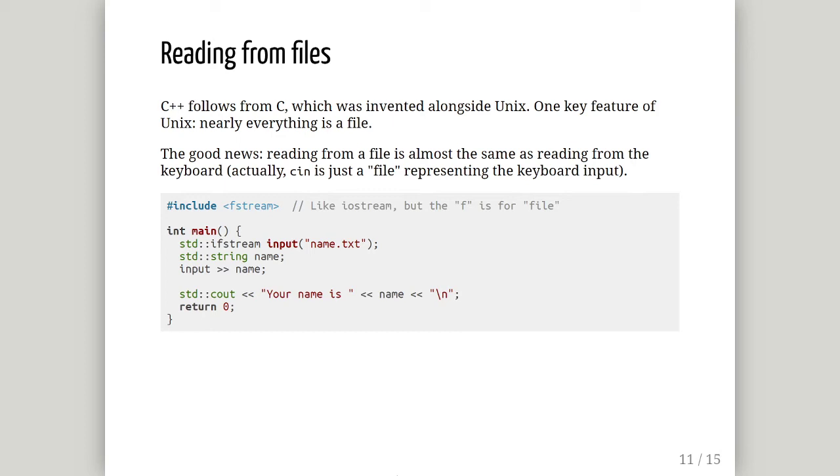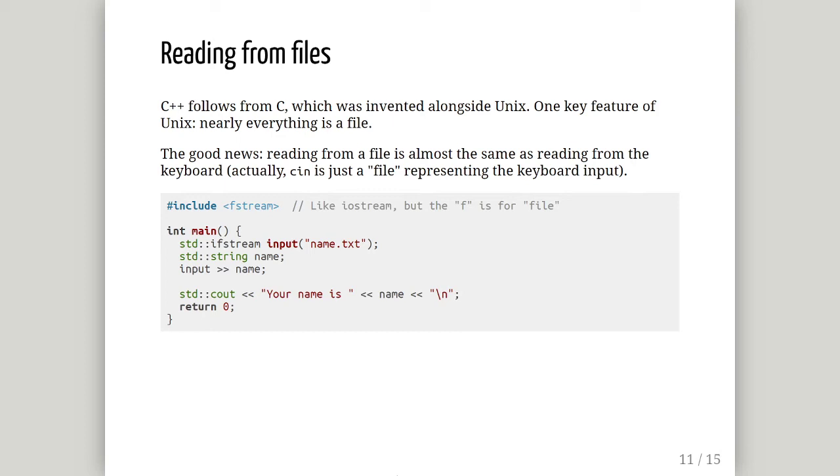A pretty big change here. We're going to switch to reading from files. The good news is that reading from files in C++ is very, very simple. A tiny bit of history for why. C++ kind of follows from the language C, and C is a programming language that was invented, we'll say, alongside the operating system Unix. And a key feature of Unix is that pretty much everything is a file. Now, this sounds weird at first, but the terminal that you print to your program is actually a file. In a sense, the keyboard that you get input from is a file.